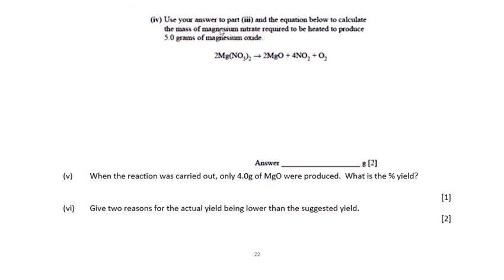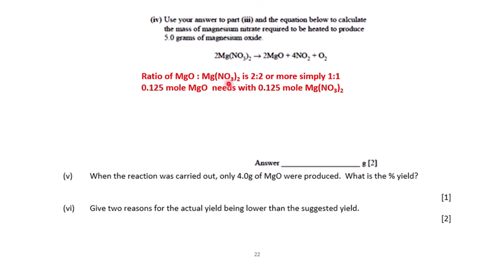So use your answer in part 3, that was that 0.125 moles, to calculate the mass of magnesium nitrate required to be heated to produce 5 grams of magnesium oxide. Now, there's the ratio, so we know that we've got that number of moles of magnesium oxide, 0.125. The ratio of magnesium oxide to magnesium nitrate is 2 to 2, or more simply 1 to 1. And that means 0.125 mole of magnesium oxide needs 0.125 mole of magnesium nitrate, because there's a 1 to 1 ratio, you need the same number of moles.